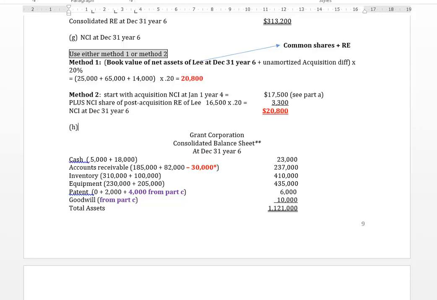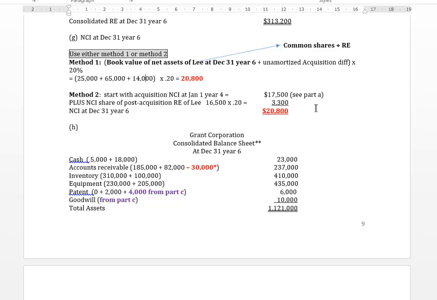So what do we need to do here? Well, don't forget, the NCI is going to get its share of the fair value of Lee. Well, what's the fair value of Lee? The fair value of Lee at the end of year 6 is the book value of the net assets of Lee. That's its carrying value, which would be its shareholders' equity and common shares, plus any of that fair value increment that's yet unamortized. We're going to add those two pieces together and multiply it by 20%. So we get the common shares and retained earnings of Lee. That's the net assets, assets less liabilities. That's equity, right?